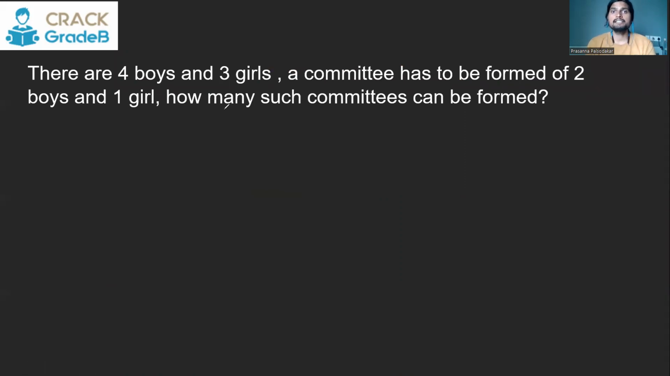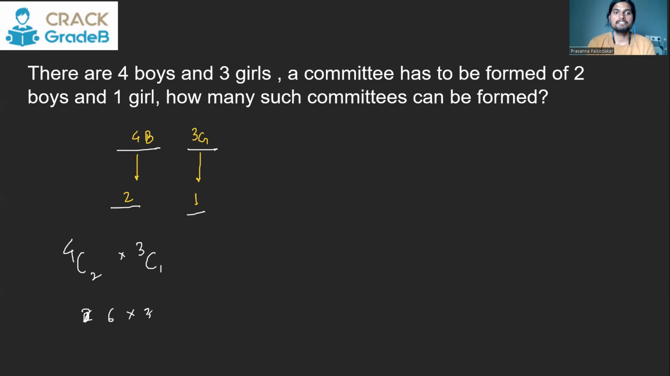There are 4 boys, 3 girls, and a committee has to be formed of 2 boys and 1 girl. So we have 4 boys and 3 girls. Out of the 4 boys, we have to select 2 boys, and out of the 3 girls, we have to select 1 girl. So how many ways can you select 2 out of 4? You know, selection is combination. That means out of 4, if you have to select 2, you write 4C2. And out of 3, if you have to select 1, you write 3C1. So 4C2 into 3C1. 4C2 is 4 into 3, 12, upon 2, that is 6. And 3C1 is 3. So there will be total 18 cases.